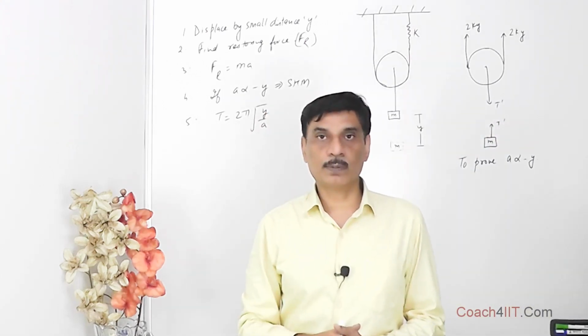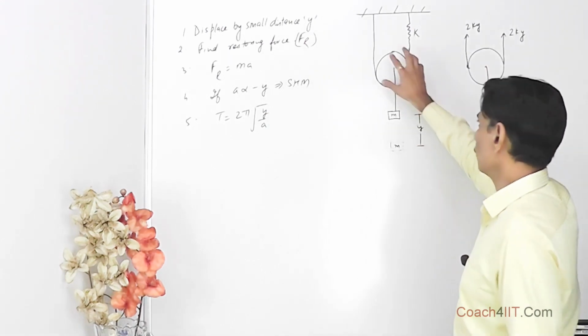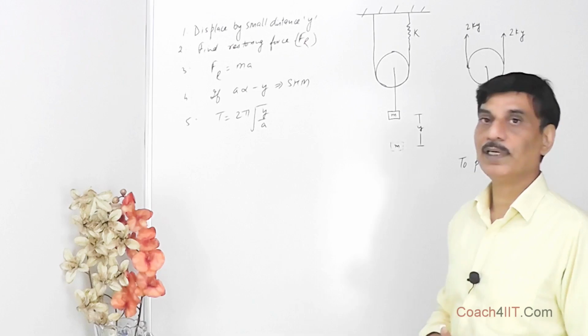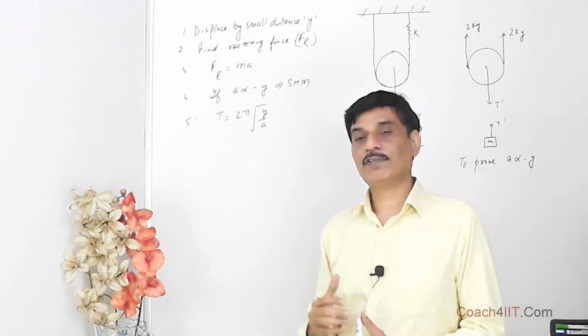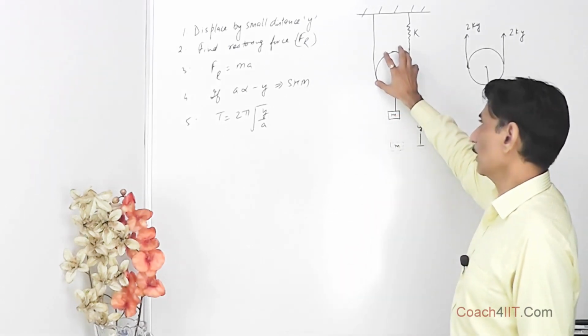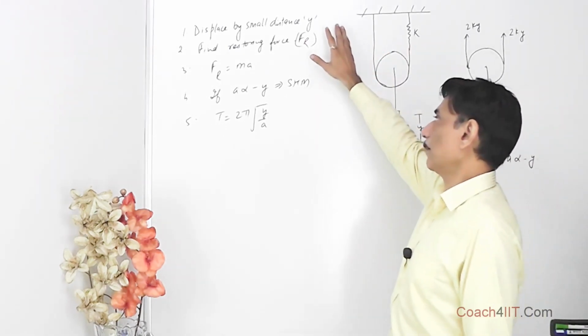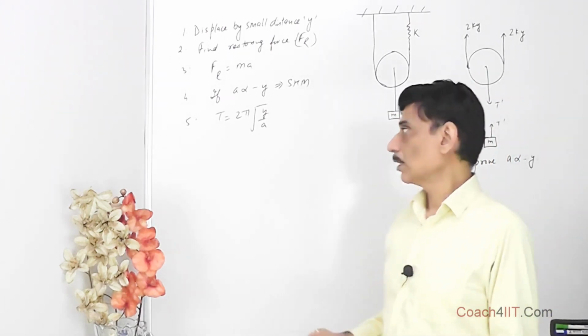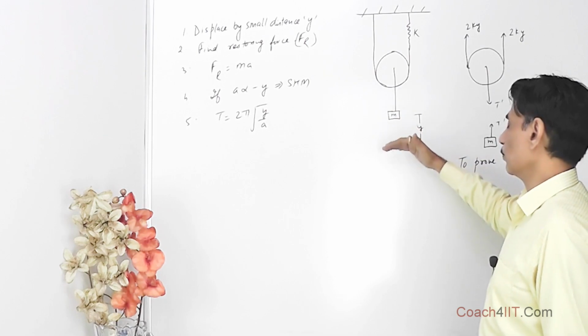One important thing to remember over here is that this pulley is massless. Had it had some mass, then our approach would have been different. This would have come under angular SHM. Over here, this pulley is massless, and we shall be using the concepts of how we find the time period for linear SHMs. First, we displace it by a small distance y.